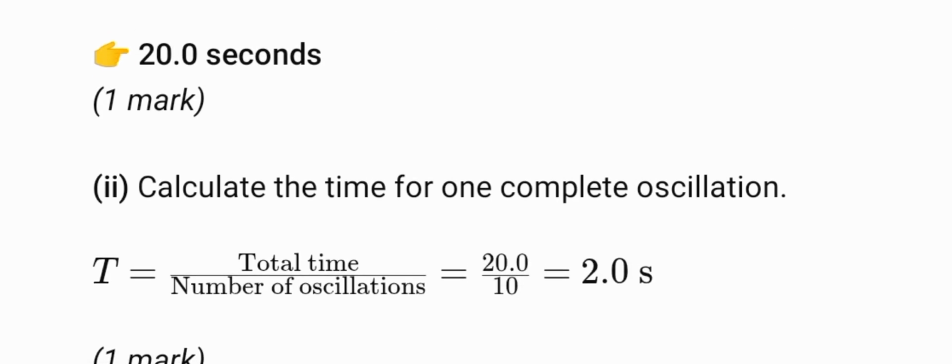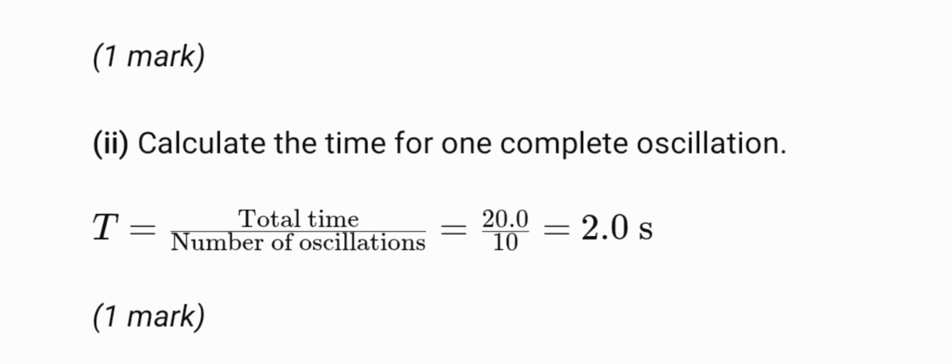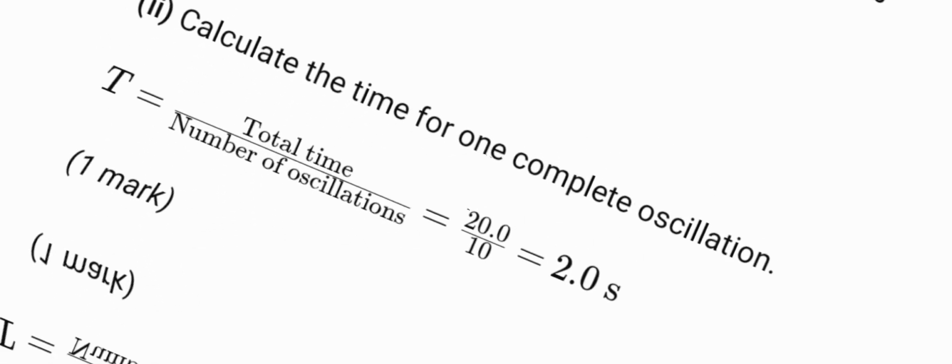Calculate the time taken for one complete oscillation. Time is equal to total time over number of oscillations. Time taken to make 10 oscillations is 20.0 seconds over 10 oscillations, which gives us 2.0 seconds.